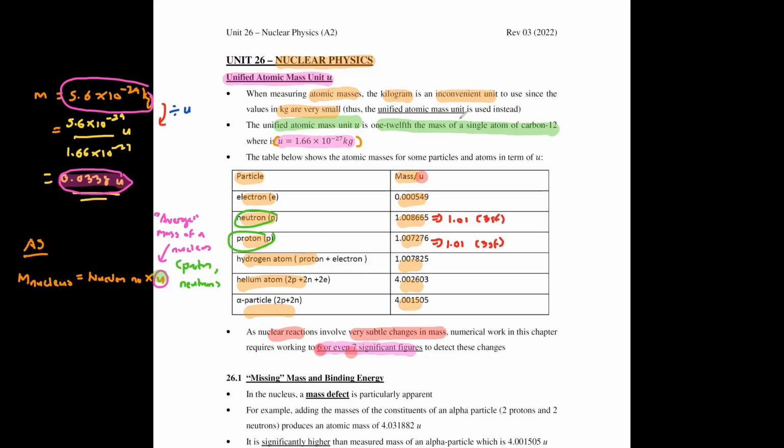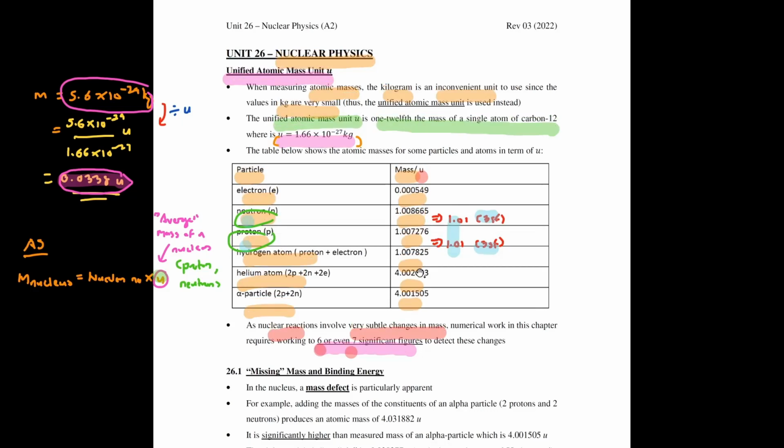That's why in your AS physics previously, we just told you that if you are talking about the masses of neutron and proton, just take it as 1 U, because up to 3 SF, the values are actually the same. But if you're talking about a larger number of SF where you require higher precision, you would need to consider up to maybe 7 SF or so in order to detect the differences. Just so you know.